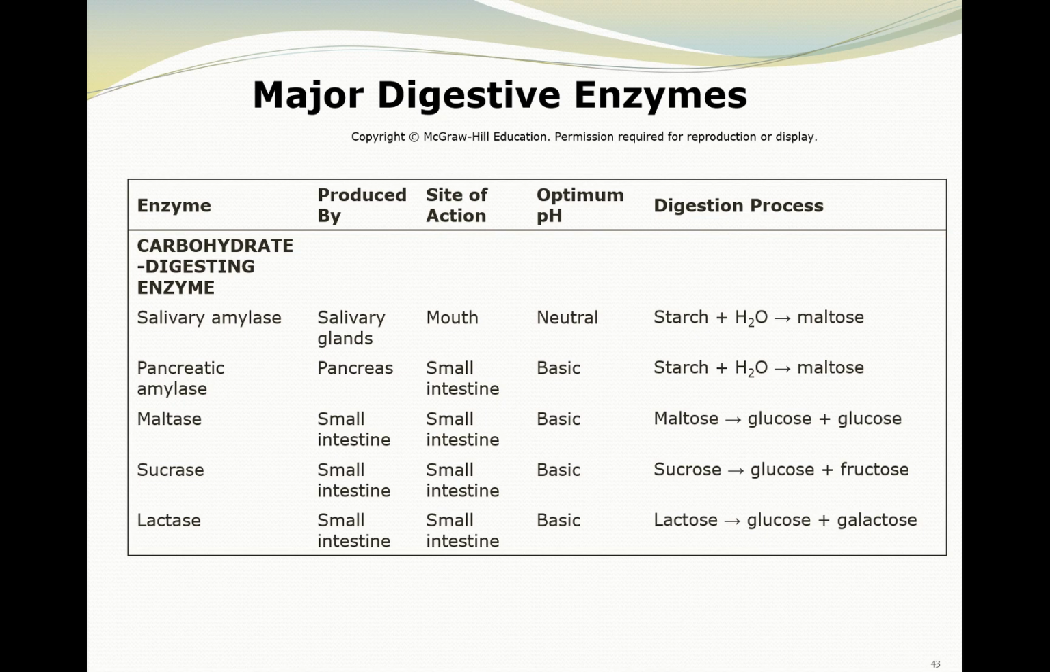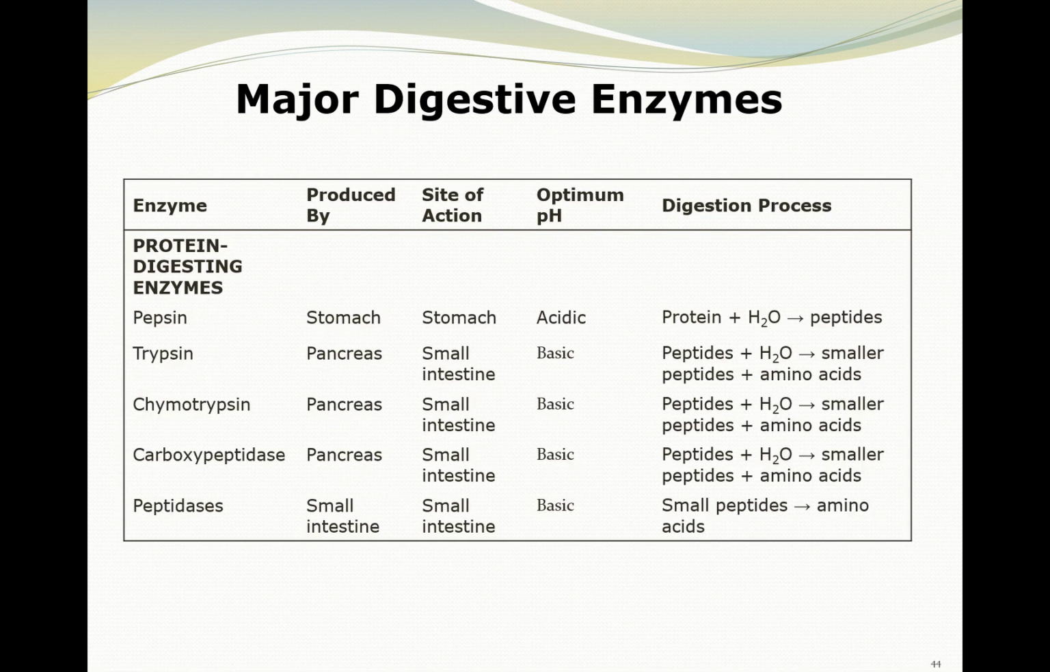And then the amylase, as you can see, is going to break down starch, which we eat a lot of, because that's all of our rice, potatoes, wheat, etc. Then we see protein digesting enzymes: pepsin, trypsin, chymotrypsin, carboxypeptidase, and peptidases. So we see that pepsin is going to take the proteins and digest them into peptides, etc. Most of them are going to be digesting these peptides into smaller peptides and amino acids, which, of course, can enter the blood.